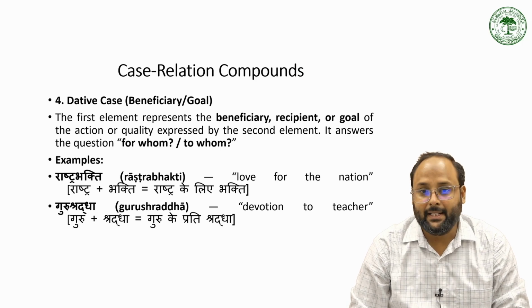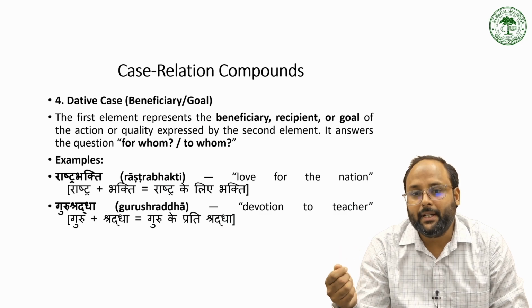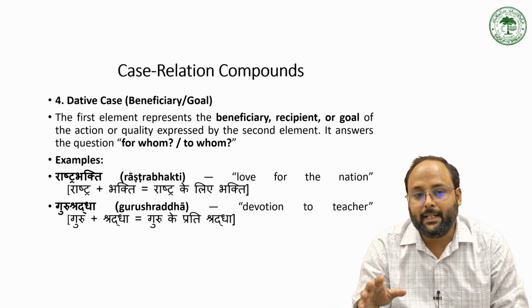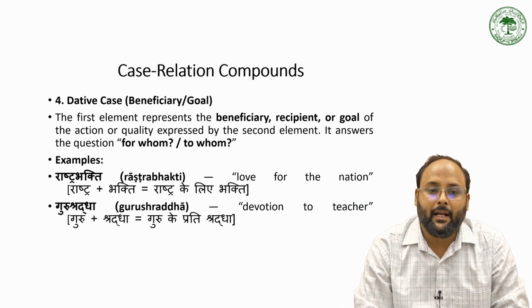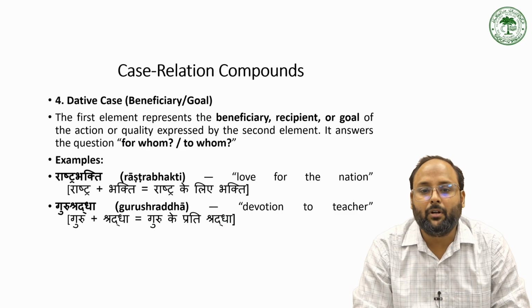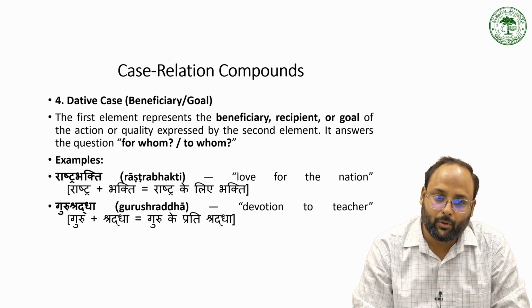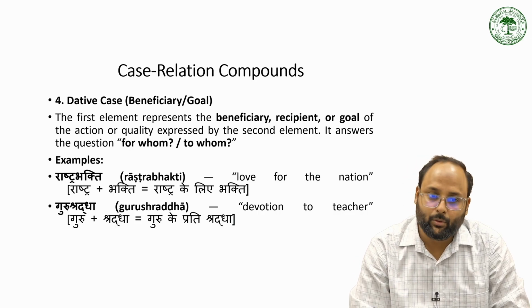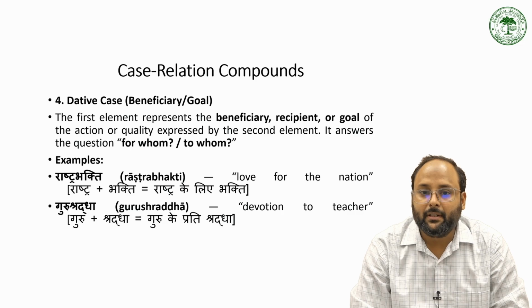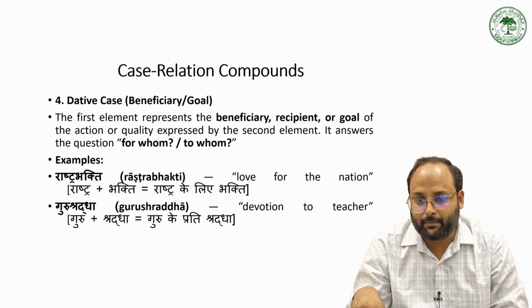So here the action determines the quality of the recipient, beneficiary, or goal given by the first element. We have the two elements, Rashtra and Bhakti. So there is a Bhakti for Rashtra. Rashtra is the first element, and it determines the beneficiary or recipient, and the Bhakti determines the quality or action. The same thing with Guru Shraddha. Guru is the recipient, the beneficiary of Shraddha, and Shraddha is the quality or action.